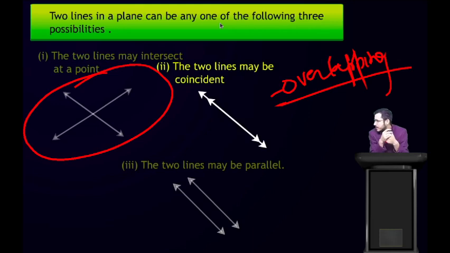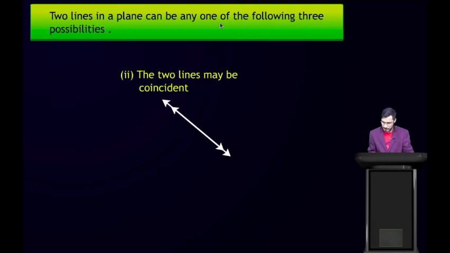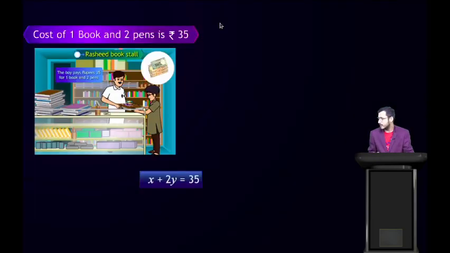Okay, and third case, the two lines may be parallel. So here we have only three possibilities. First, the two lines intersect at only one point. Second, the two lines may be overlapping or coincident. And third, the two lines may be parallel. We will discuss the coincident case.